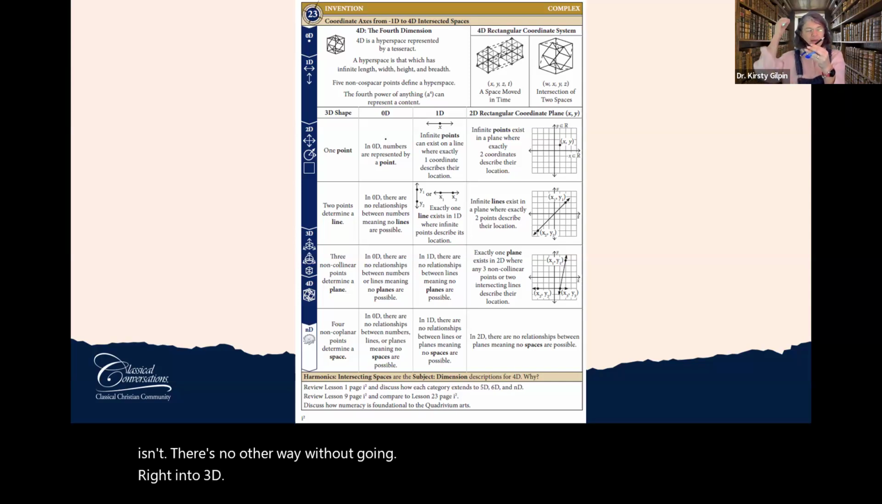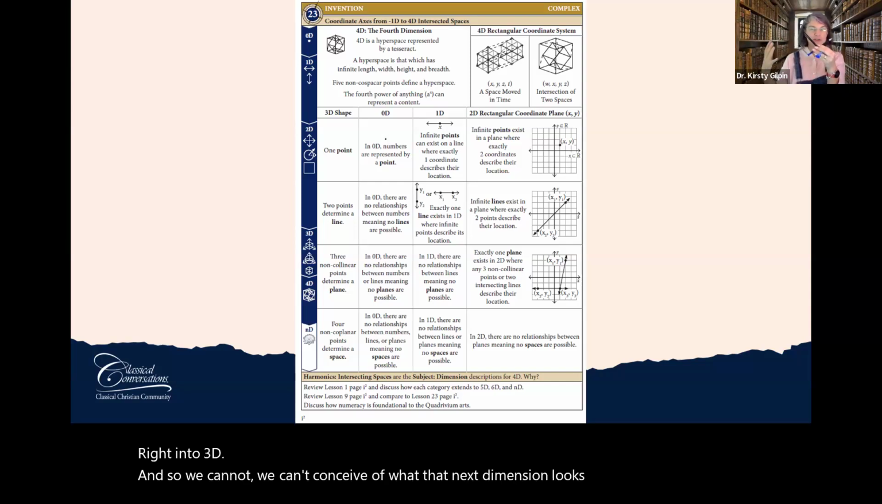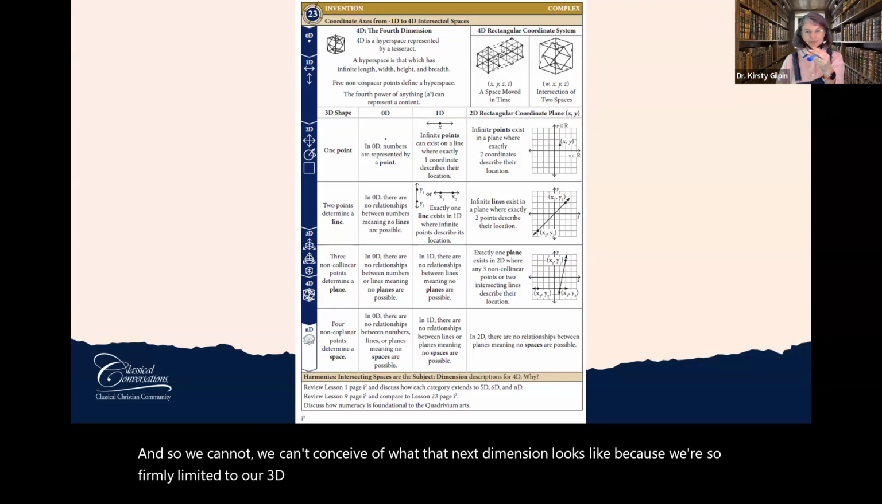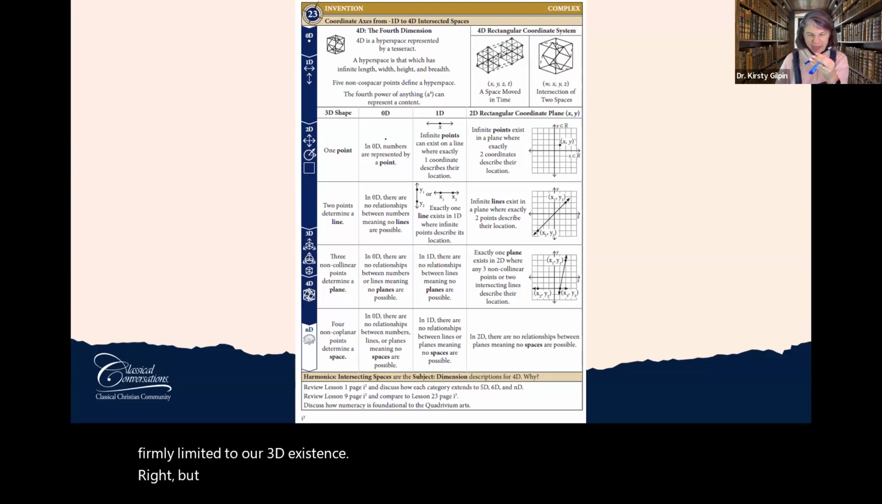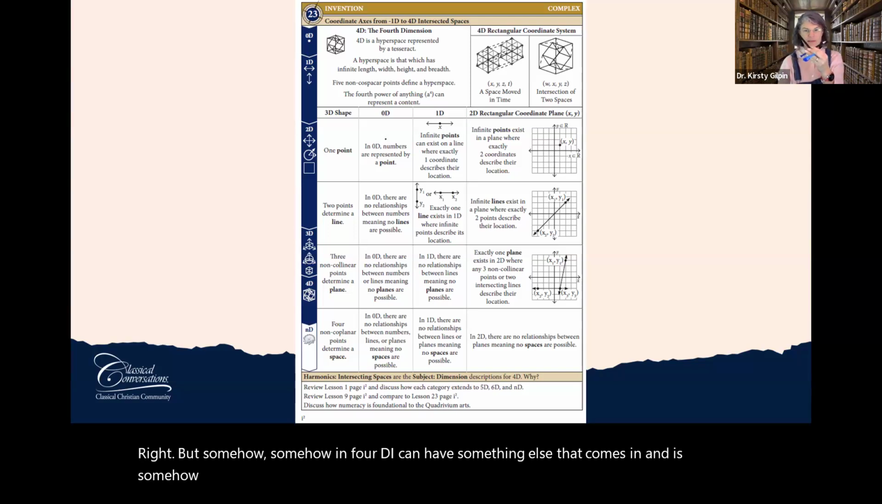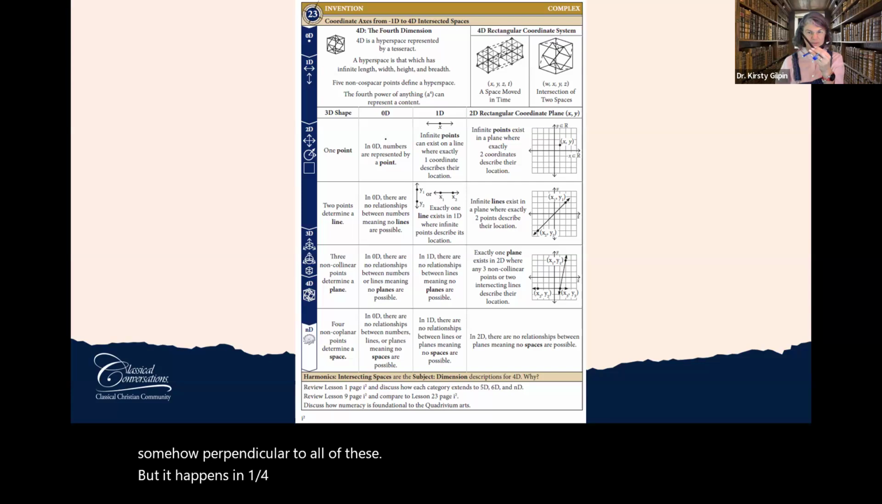And so we can't conceive of what that next dimension looks like because we're so firmly limited to our 3D existence. But somehow in 4D, I can have something else that comes in and is somehow perpendicular to all of these. But it happens in a fourth dimension.